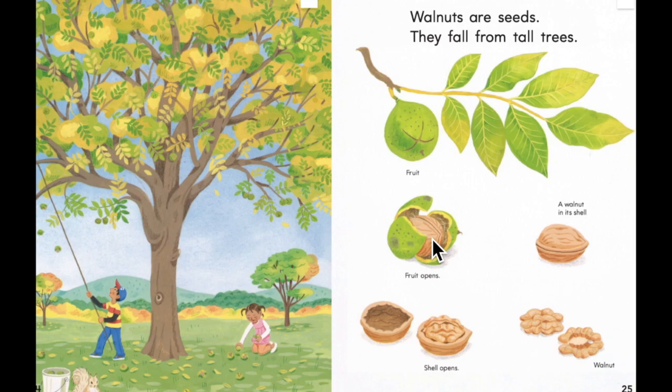What happens after the fruit falls from the tree? You're right, the fruit opens up. To show that this happened after the beginning step, we could use the word next. Next, the fruit opens up. Then what happens? You're right, the shell opens. We could say, then the shell opens.